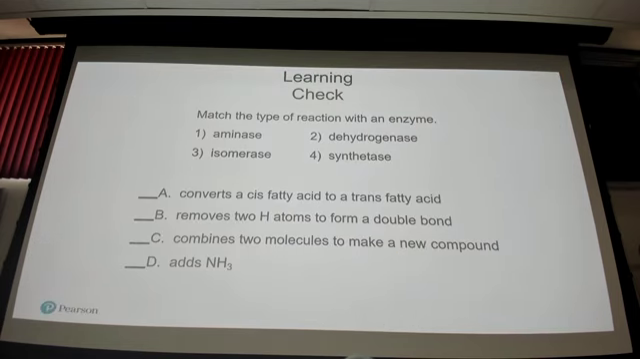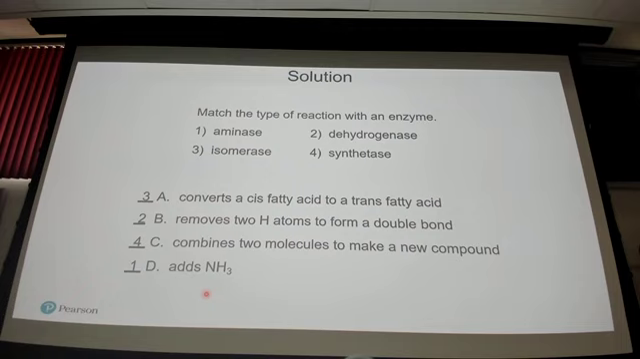All right, so match these type of reactions with an enzyme. What converts a cis fatty acid to a trans fatty acid? Which one? Isomerase. What about removes two hydrogen atoms to form a double bond? Say again. Dehydrogenase. Combines two molecules to make a new compound. Synthetase. Adds an ammonium group. Does that make sense? Those are all easy peasy.